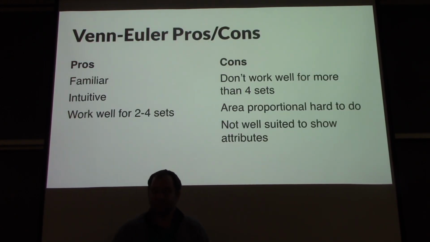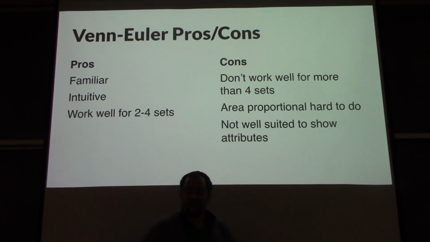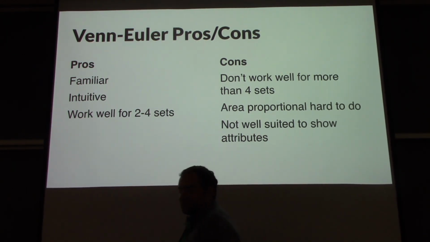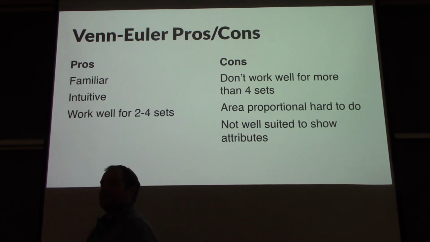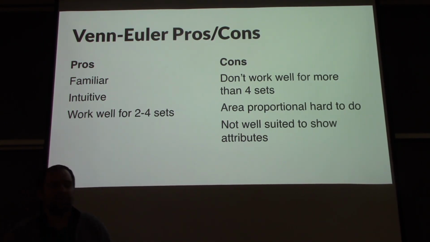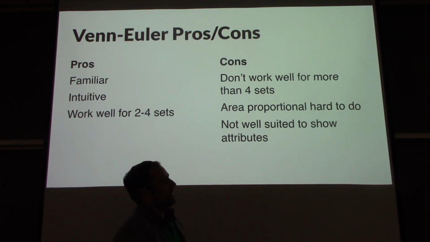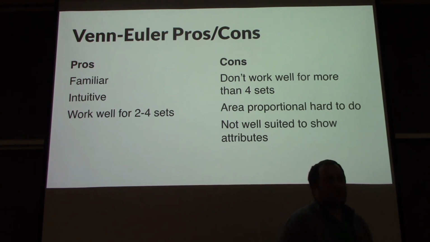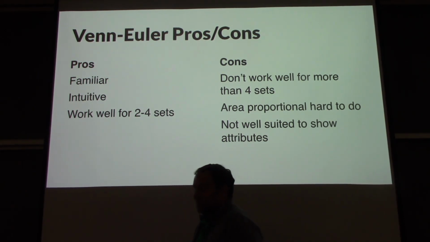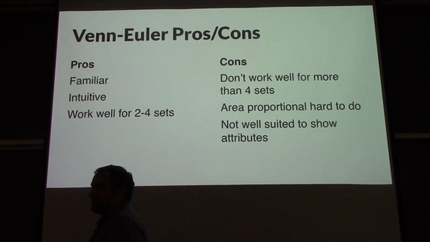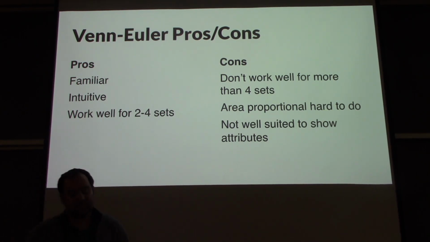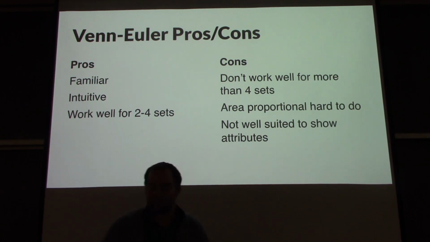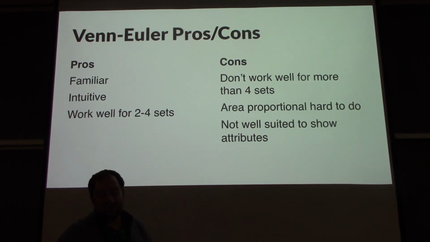So if we reflect on pros and cons of Venn and Euler diagrams: if you have only 2 or 3 sets, then definitely use them, because they're very familiar and very intuitive. We all have been taught them in school. They're great to explain the principle of set diagrams. But they don't really work well for more than 4 sets. So you shouldn't try to use a Venn or Euler diagram for more than 4 sets, with some caveats. I'll show some techniques that for special cases might make sense.